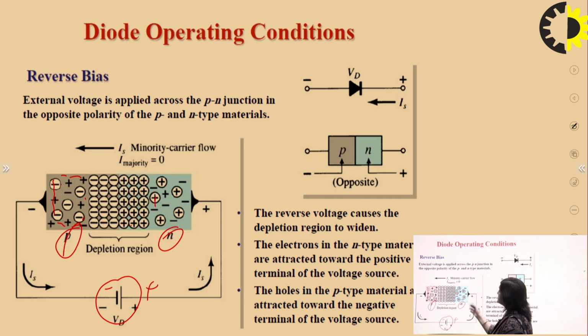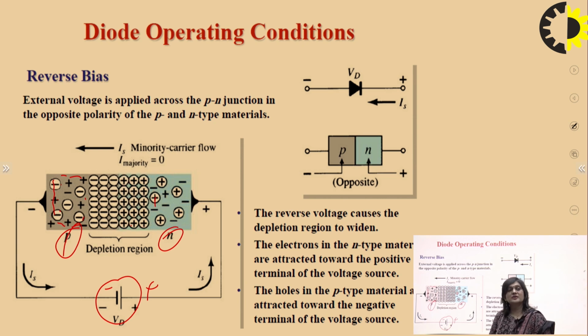The minority charge carriers are very few in number, that's why the minority current will be very low, in the microampere range. If we increase the reverse bias voltage, then more minority charge carriers will flow across the junction, and at a certain point all the minority charge carriers within the semiconductor get involved in the conduction, and that current is called the reverse saturation current.